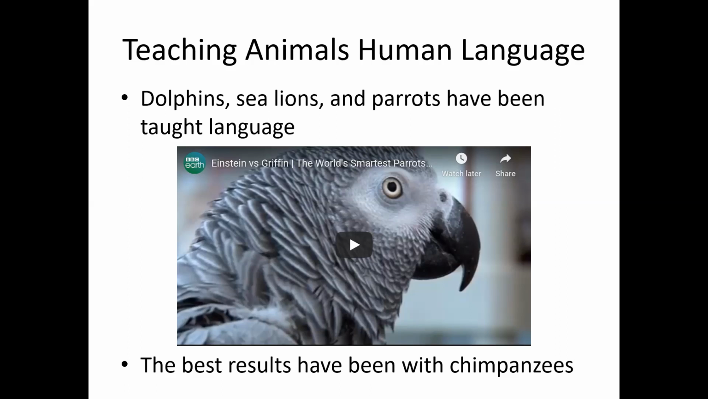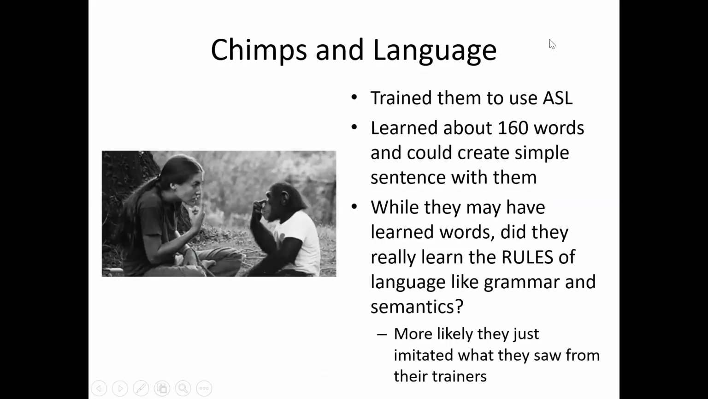The best results we've had were with chimpanzees. So initially they were trained using American Sign Language, and it was okay. They learned about 160 words, and they could create really, really simple sentences like, you know, eat banana, something like that. Very, very basic. The thing was, they learned the words, but they didn't really use the rules. So like grammar and syntax, they didn't really do that. It was more just that they could imitate what they saw from the people training them, but they couldn't come up with their own unique sets of sentences and thoughts. It just didn't seem to work that well.